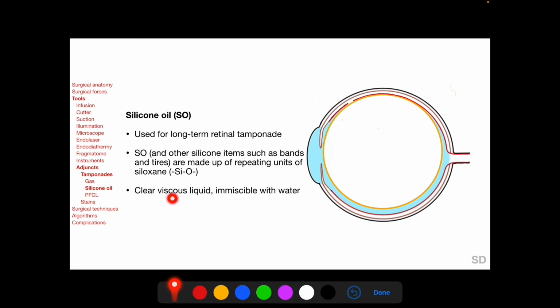The most commonly used silicone oil for ophthalmic use is polydimethyl siloxane, which is lighter than water, and depending on chain length of the polymers, viscosity of PDMS ranges from 1000 to 5000 centistokes.